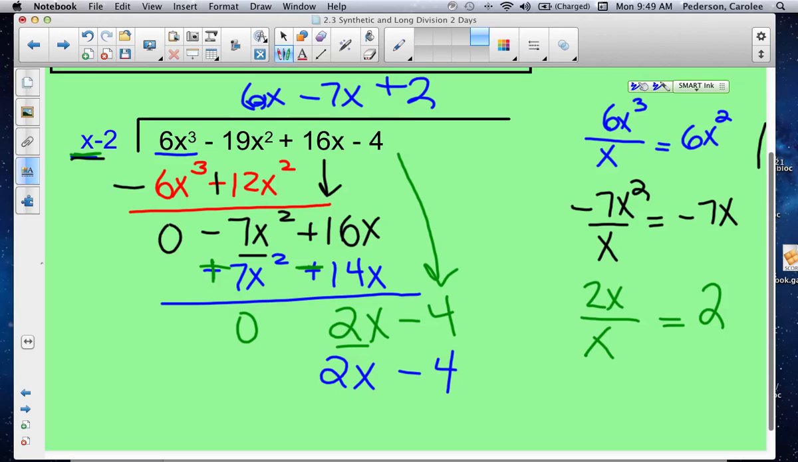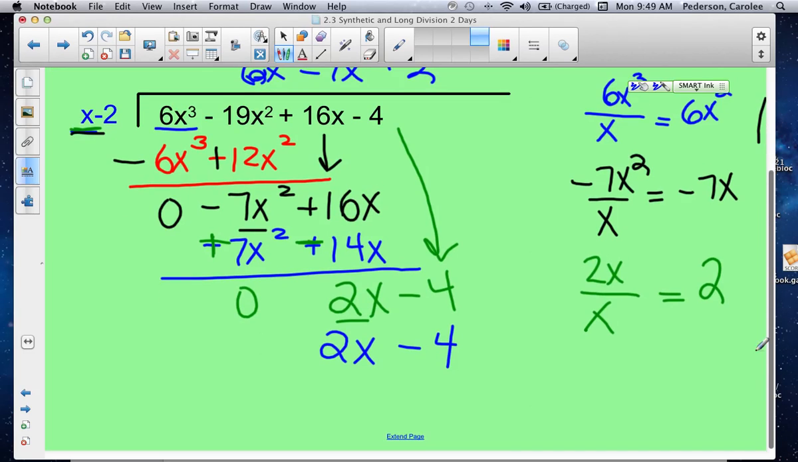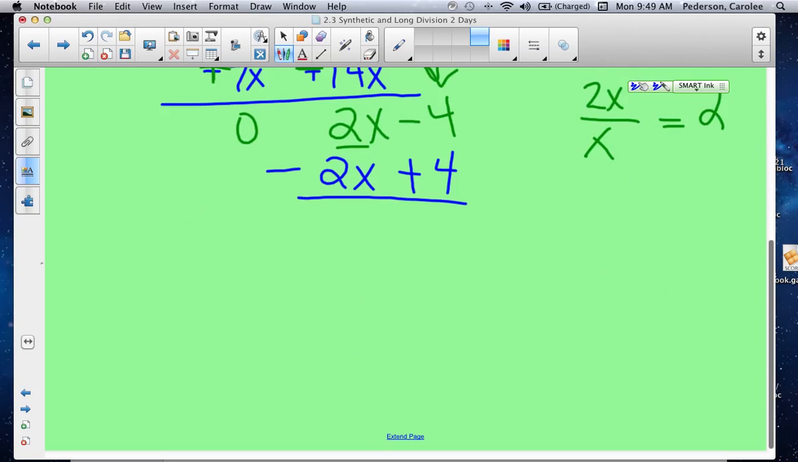Now what do we do? Subtract them again. Change those signs. Where students make mistakes is they forget to change maybe the second term. So now minus and plus. So now 2x minus 2x is 0. Negative 4 plus 4 is 0. I did not get a remainder.